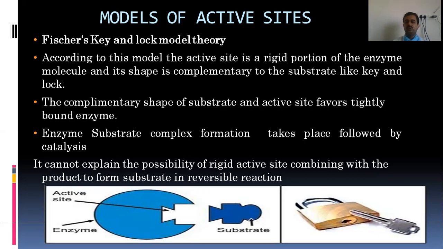The complementary shape of a substrate and an active site favors a tightly bound enzyme. Once the substrate fits into the enzyme's active site, it is very tightly bound. The enzyme substrate complex formation takes place followed by catalysis. When the ES complex develops, the reaction will be catalyzed and the substrate will be degraded. You can see here the active site of an enzyme and the substrate fitting in a very specific manner, just like the lock and key hypothesis.